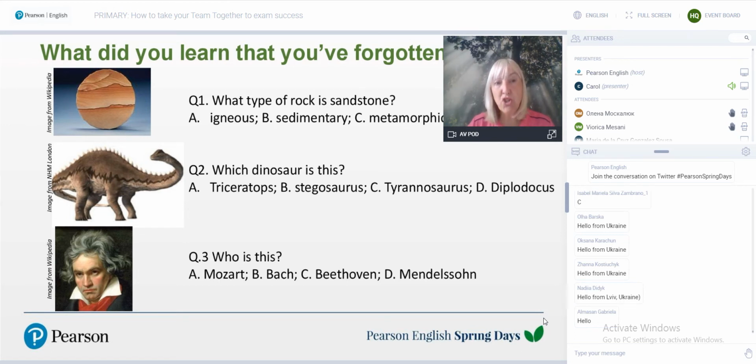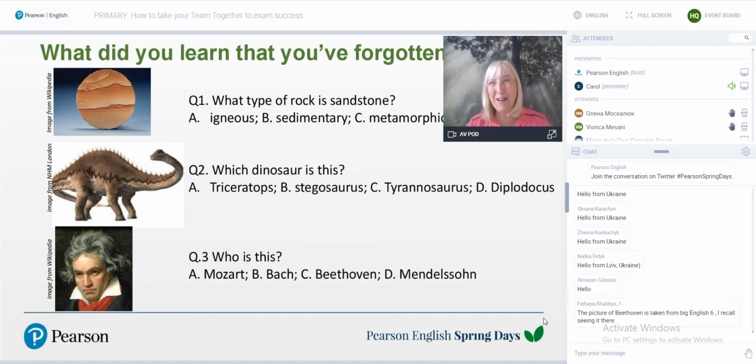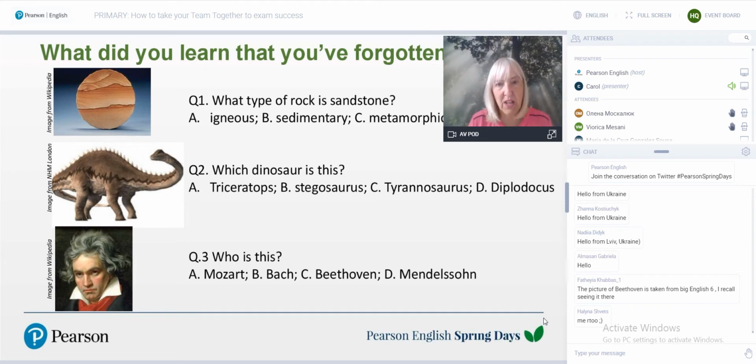Now, I am sure that you, as well as me, learned all of these things when we were in school. But do you know what? I haven't got a clue what group of stones sandstone sat in. And I've got to confess, I had to look up the dinosaur as well. But I did know Beethoven. And that's because when we learned it, we weren't actively involved in the learning unless we were really interested in rocks or dinosaurs or Beethoven. So if that's the kind of learning that we can forget, what's the kind of learning that we can remember?